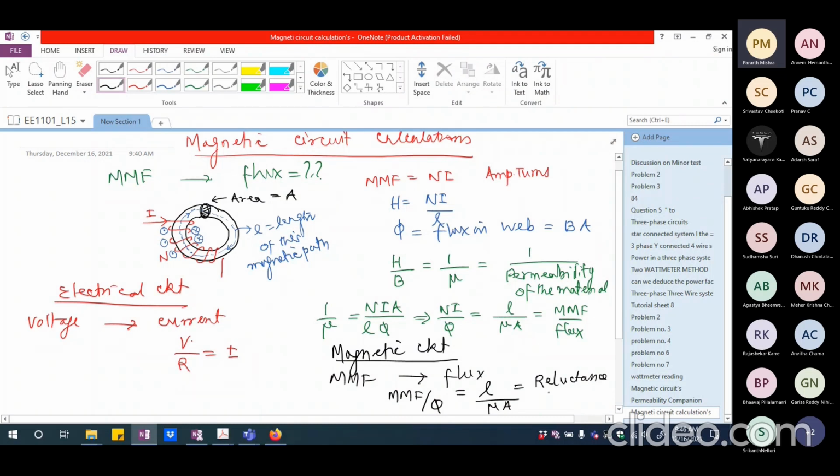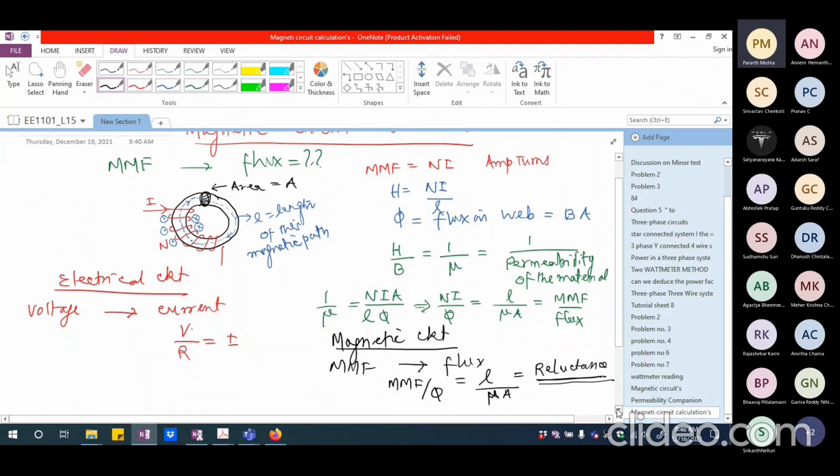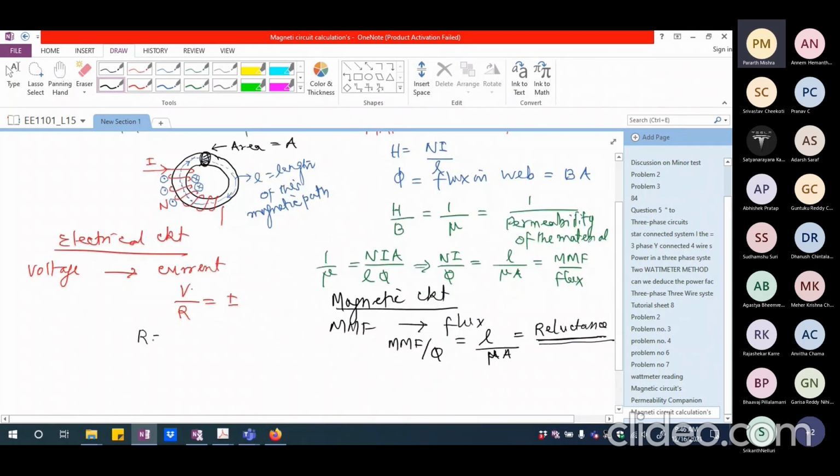And this decides how much reluctance is offered by a magnetic material, that is going to decide how much flux is really produced because of the MMF. So obviously the reluctance is going to be inversely proportional to the permeability of the material. So I can say this is extremely similar to when we write R equal to rho L by A, where rho is the resistivity of the material through which the current is flowing.